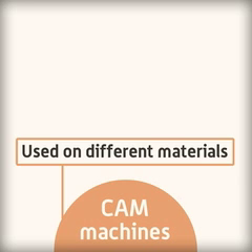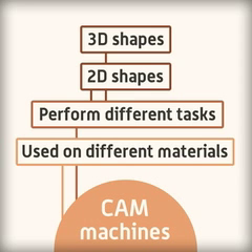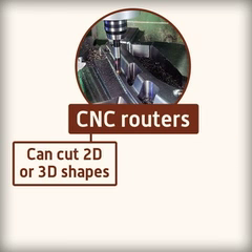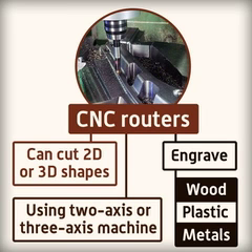CAM machines can be used on different materials and perform different tasks in order to make 2D and 3D shapes. CNC routers cut out 2D or 3D shapes from blocks of material using different size cutting tools on a 2-axis or 3-axis machine. They're also used to engrave things made out of wood, plastic, or metals.